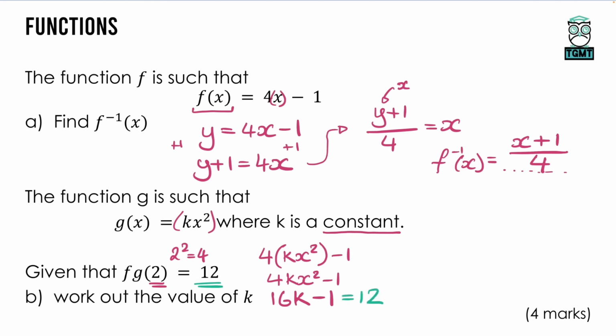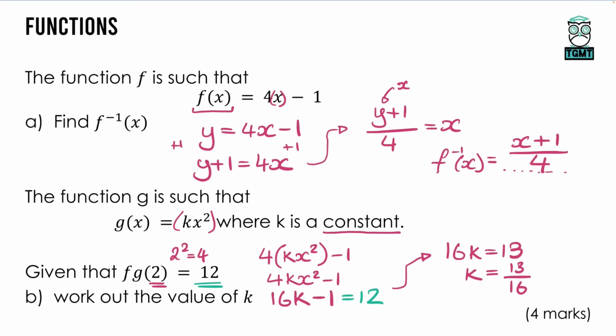And now we have an equation that we can solve. So solving this equation, we would add 1 to both sides. 16k is equal to 13, and then divide by 16. k is equal to 13 divided by 16. And there we go, that's the value of k. And as you can see, it's 13 over 16. It's not a whole number.